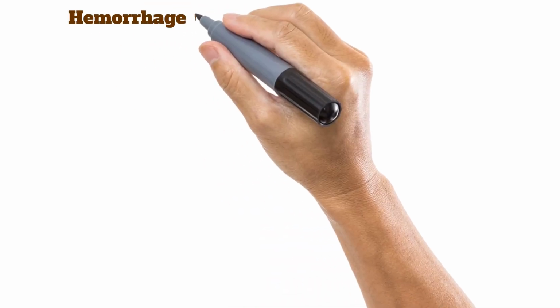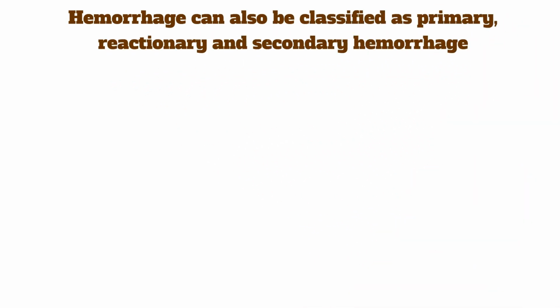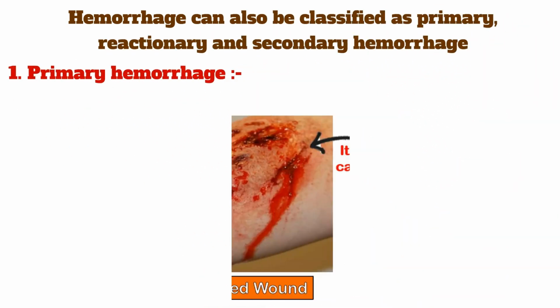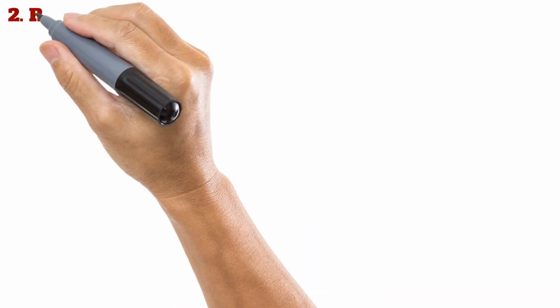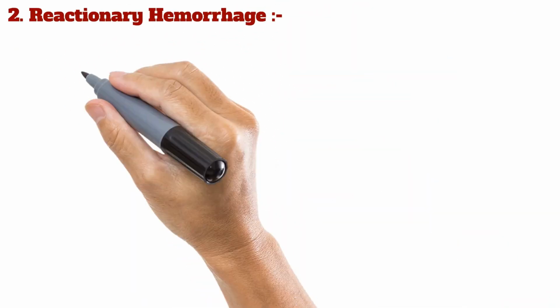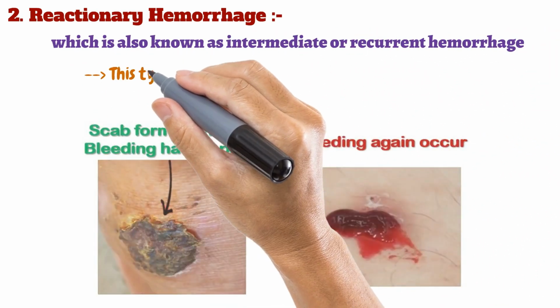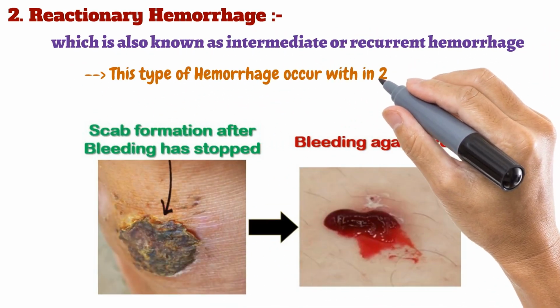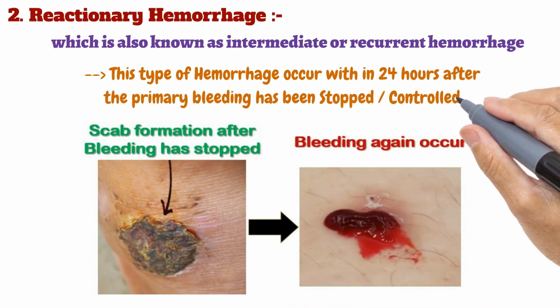Hemorrhage can also be classified as primary, reactionary and secondary hemorrhage. First is primary hemorrhage. This type of hemorrhage occurs immediately after the injury. The second one is reactionary hemorrhage, which is also known as intermediate or recurrent hemorrhage. This type of hemorrhage occurs within 24 hours after the primary bleeding has been stopped or controlled.